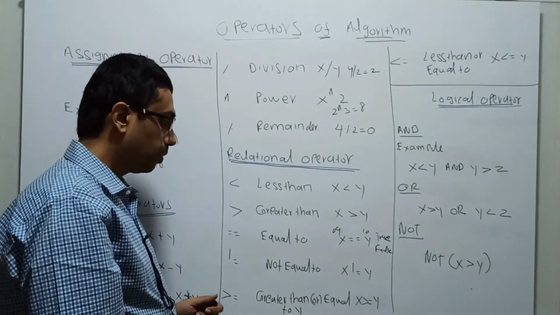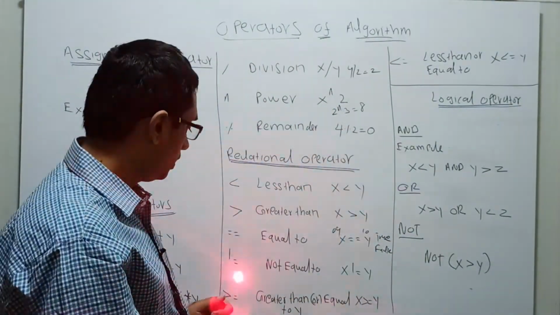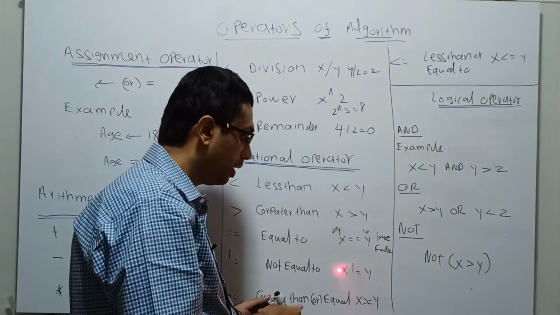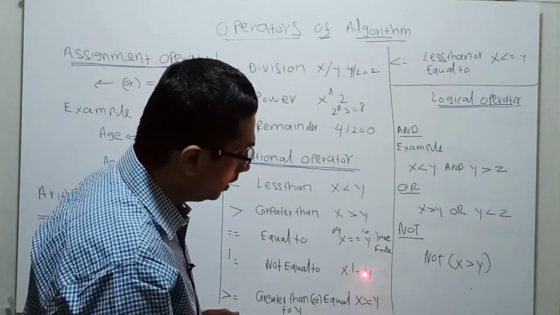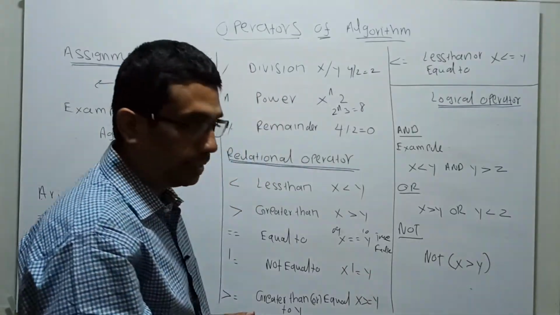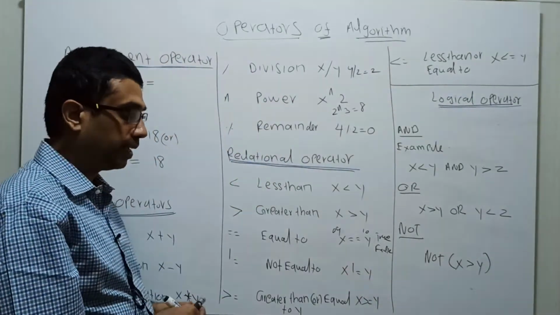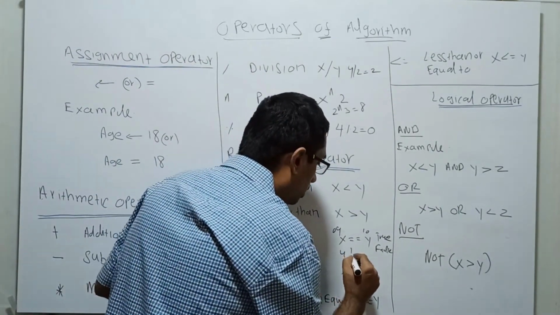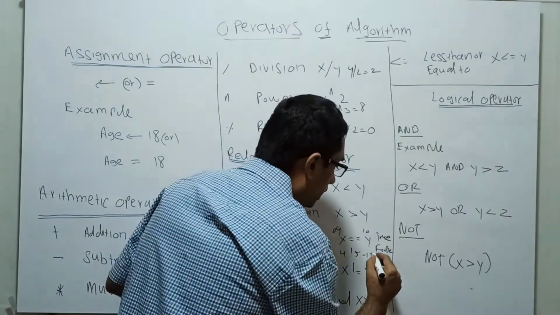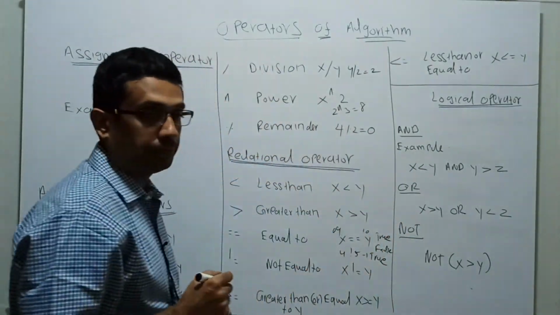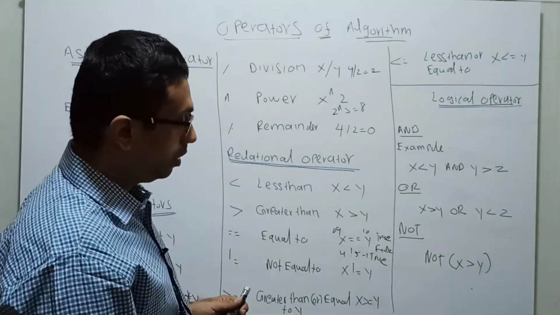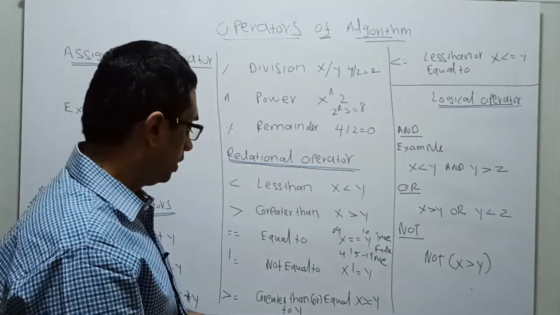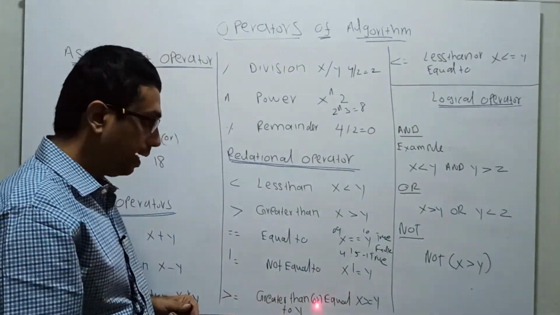Not equal to: when the value on the left hand side of the operator is not equal to the value on the right hand side, it will return true. Otherwise, it will return false. For example, 4 not equal to 5 gives the value true. If 5 not equal to 5, it will return false. Greater than or equal to.